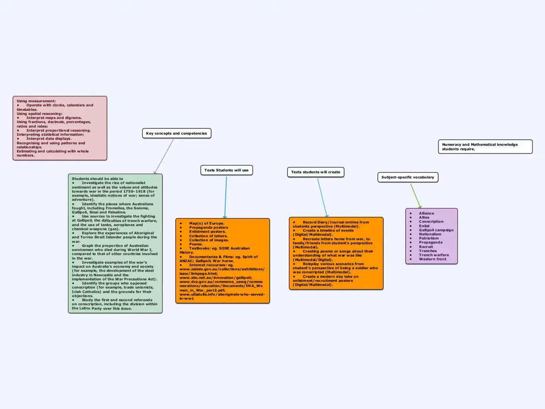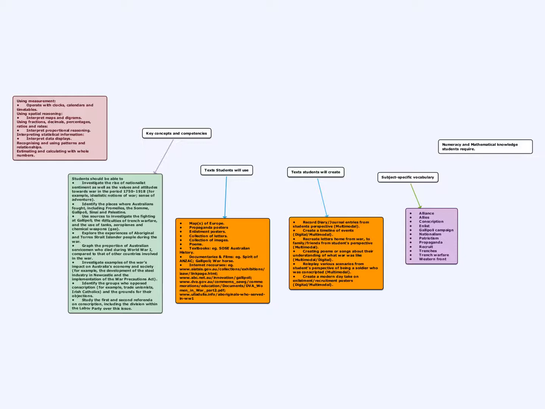Students will also create multimodal texts, including diary and journal entries, creating a timeline of events, recreating letters home to friends and family from soldiers' perspectives, and creating poems or songs about their understanding of what war was. Students will engage in role-playing various scenarios from the perspective of being a soldier, and create a modern-day take on an enlistment poster.